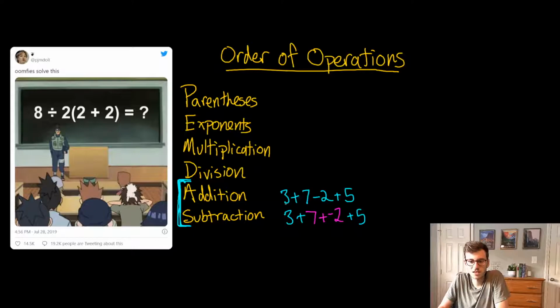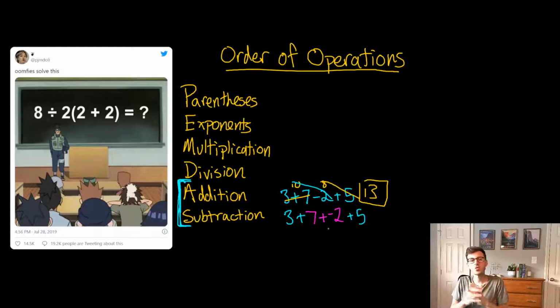So 3 plus 7 plus negative 2 plus 5, or 3 plus 7 minus 2 plus 5. 3 plus 7 is 10. 10 minus 2 is 8. 8 plus 5 is 13. So my answer then is 13. And the same here: 3 plus 7 is 10, plus negative 2 is 8, plus 5 is 13. So addition and subtraction have the same priority because they're really just two sides of the same coin.